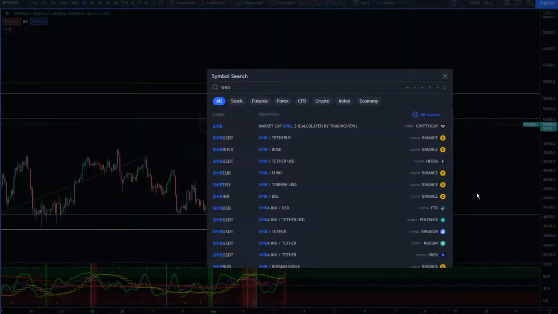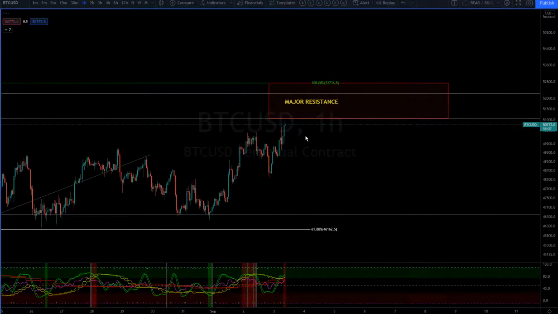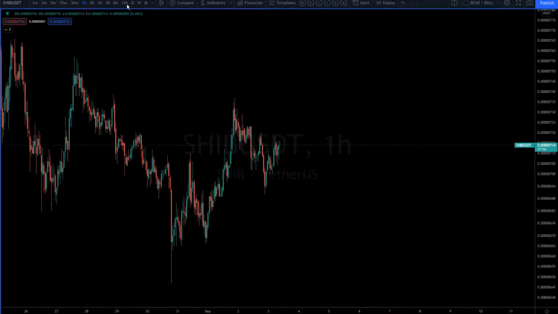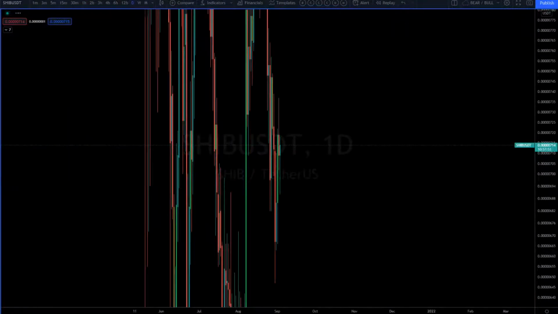Okay, so let's take a look at SHIB. Just at a glance, the hourly looks healthy. The 3-hour looks like it's trying to curl. The 12-hour still looks good. Let's go to a higher time frame here. Let's go to a daily.